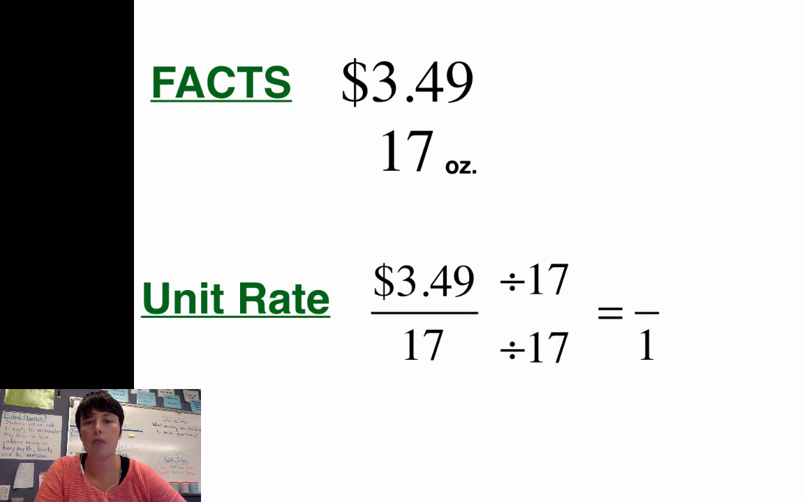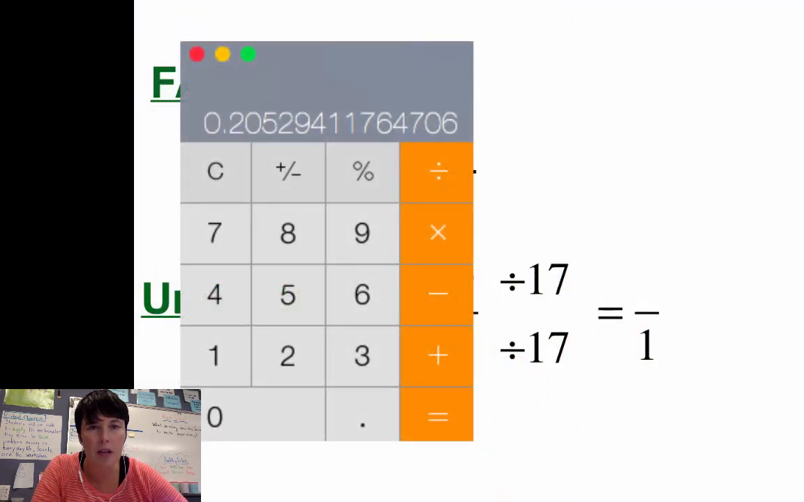And you type in 3.49 divided by 17. Here's what I got when I used my computer calculator. I got 0.2052941, and it kept on going. So I'm going to write down a few of these decimal numbers. About 0.205. What does that mean, though?